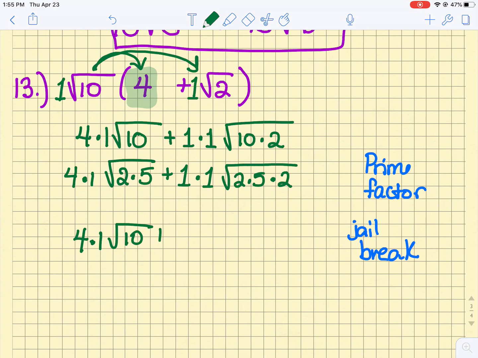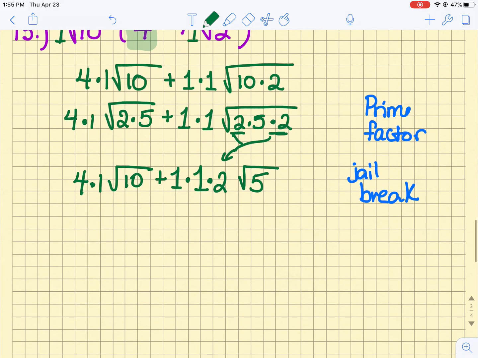Okay. In the second one, we have the 1s outside kind of waiting around. But what can escape from that second term? 2. Yeah. 2. And remember, something horrible happens, and that gets multiplied by what's waiting on the outside. And who gets left behind? 5. The 5.